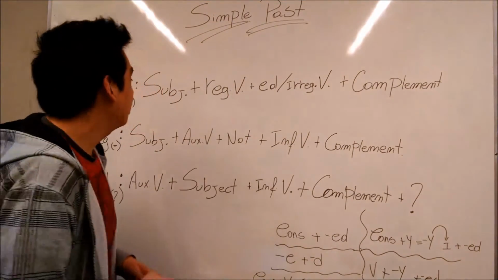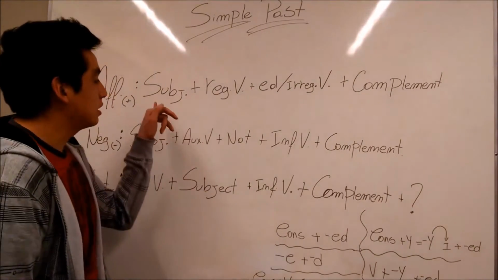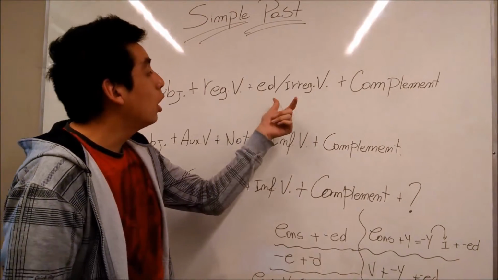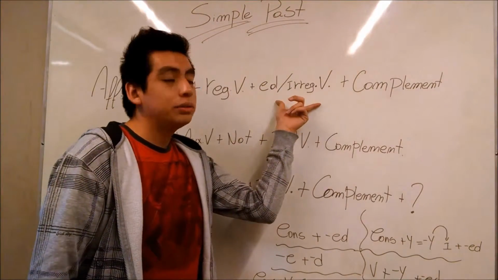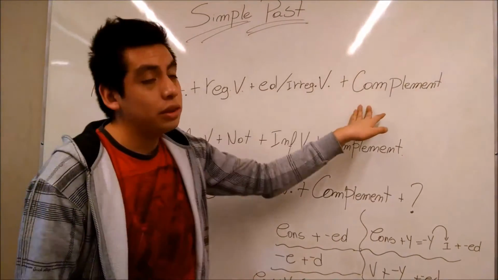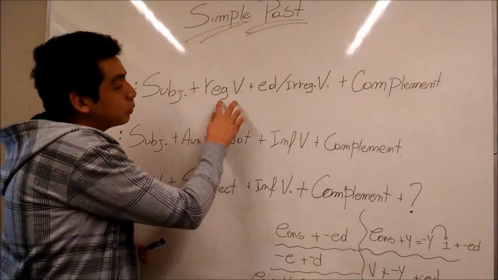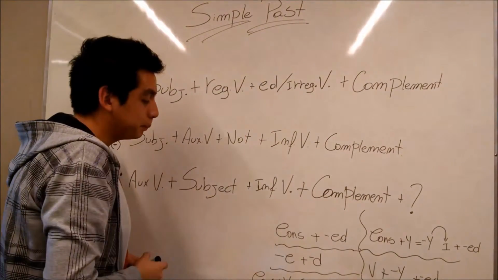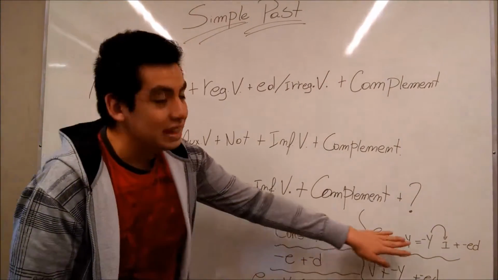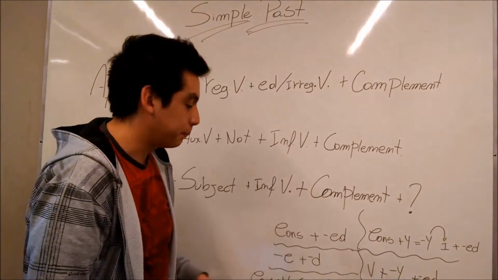First of all, we have the affirmative sentences. In this case, we're gonna use a subject plus a regular verb plus ed, or also an irregular verb in its past form, and then our complement. Okay, in the case of regular verb plus ed, we have to remember this structure. So now I'm going to explain this.